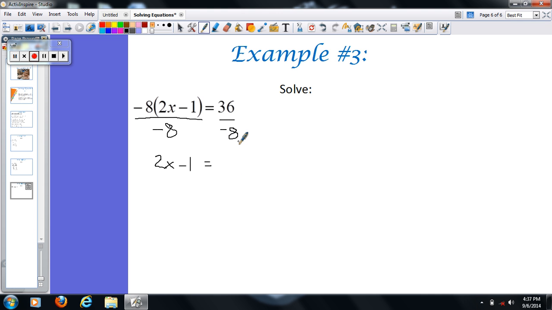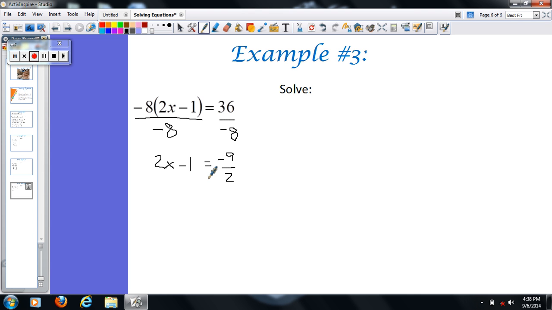So 36 divided by 8 is going to be what? Well, 8 goes into 32, okay? So we could simplify this by 2. 4, does 4 go into 36? 4 goes into 36 9 times. So I could factor out a 4, which would leave me with a 9 over negative 8. Sorry, negative 2. So that'd be negative 9 over 2.